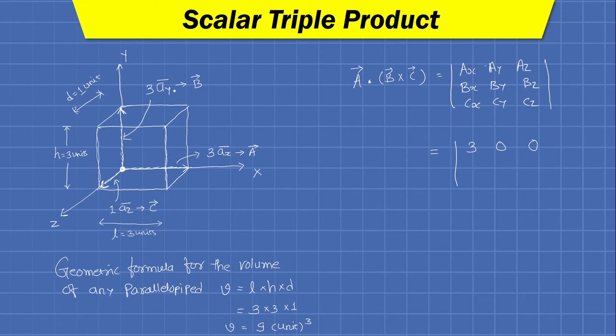Then the x component of b bar is 0. In the same way the z component of b bar is also 0. Only the y component is there, which is 3. And for vector c, its x and y components are 0. Only the z component is non-zero, which is plus 1. So we will put.